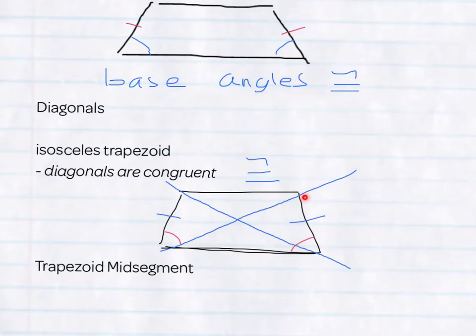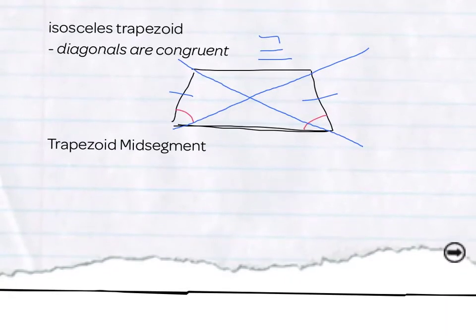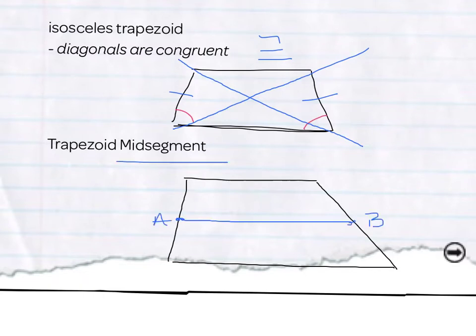A trapezoid is really cool also because it has a mid-segment. So if we construct a trapezoid, and we're going to use a trapezoid that is not an isosceles trapezoid, the mid-segment is going to simply be the segment that's joining the midpoints of the legs. So here A is the midpoint of the leg, and B is the midpoint of this other leg. So this is our mid-segment.